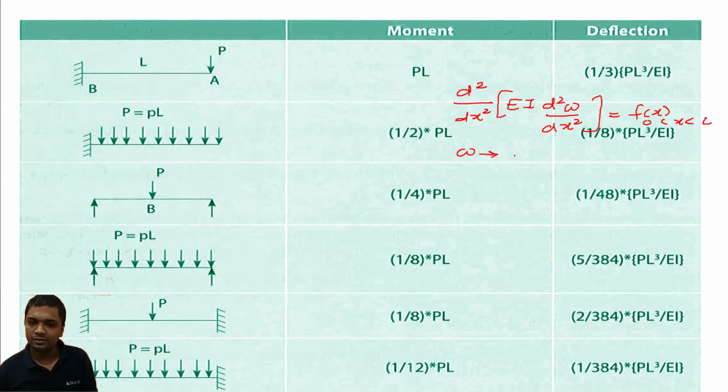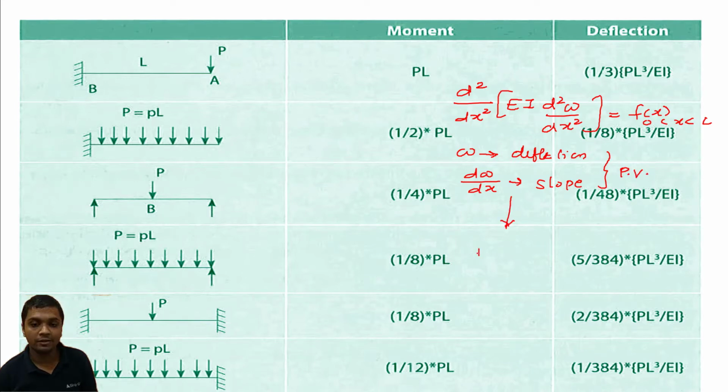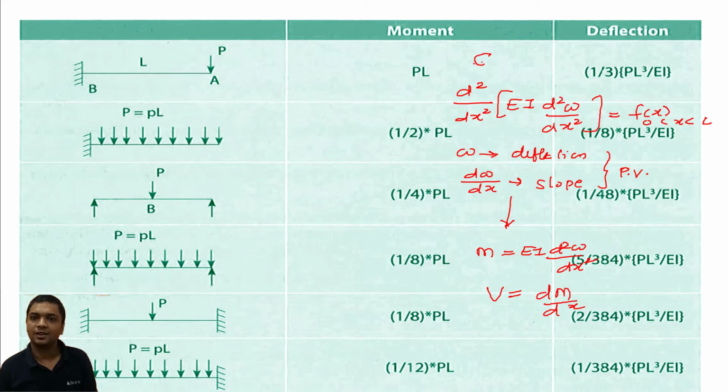So w is the deflection, which is our primary variable, and along with that we also find dw by dx, which is the slope. These are our primary variables. Based on these primary variables, we find the bending moment by using EI d square w by dx square. You can find the shear force also by just differentiating the moment, right? So this is the Euler-Bernoulli beam theory.